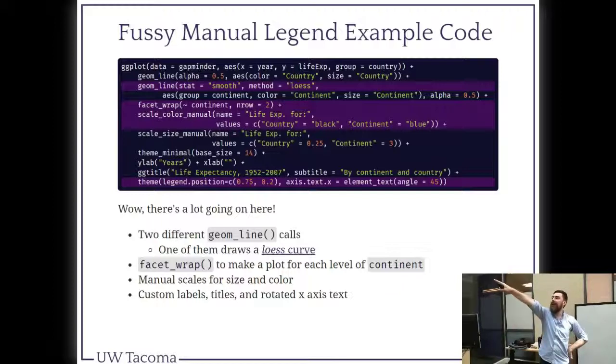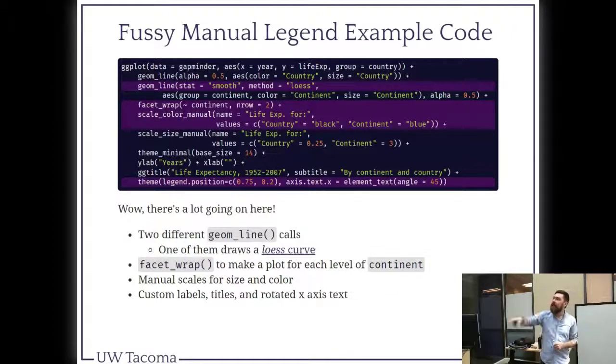I say geom line stat equals smooth, method equals LOESS. I'm going to draw a nice LOESS smooth curve through every continent's observations to get a continent average for life expectancy, which is grouped by continent, color continent, size continent in quotes, because I'm going to create my own special continent scale. Alpha 0.5, so the line doesn't overdraw my other ones. Facet wrap by continent, so I'm going to have a different row for each continent, but I'm going to fix it to two rows. So if I was on a planet with many more continents, it would still be fixed to two rows.